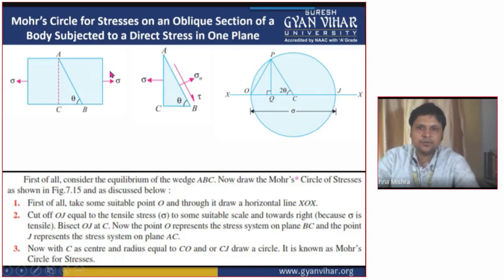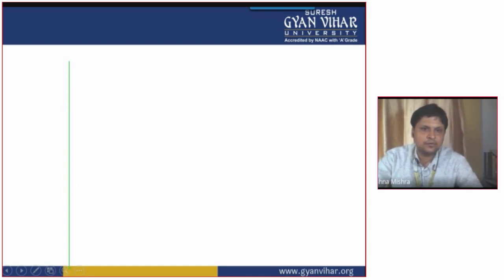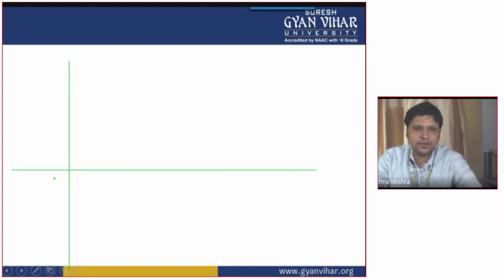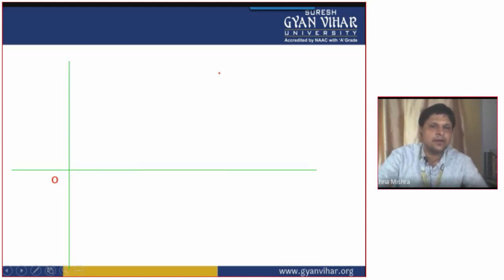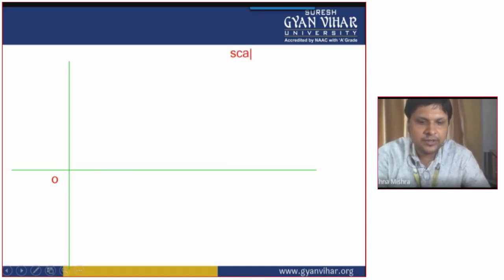So what we will do, students, again I am drawing first of all a vertical line as I have told you, then a horizontal line like this. This particular point will be named as O point, and then whatever is the value of sigma, for example 100 megapascal, first of all you will have to take a scale.